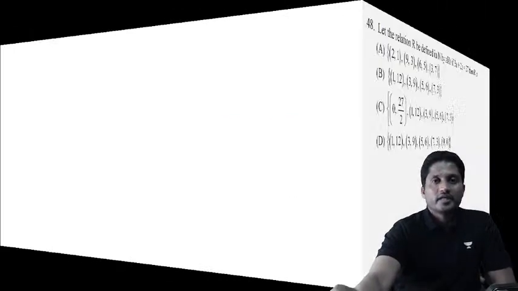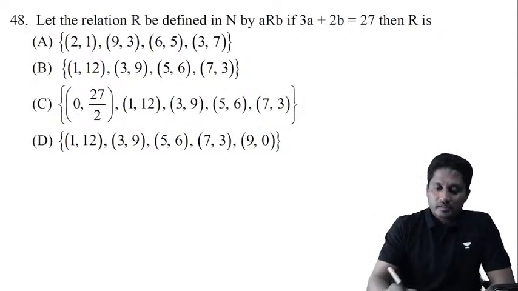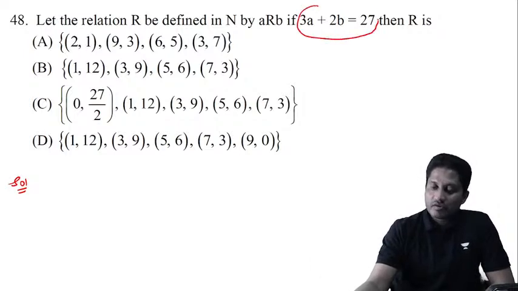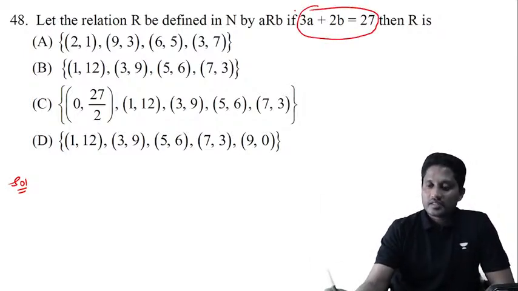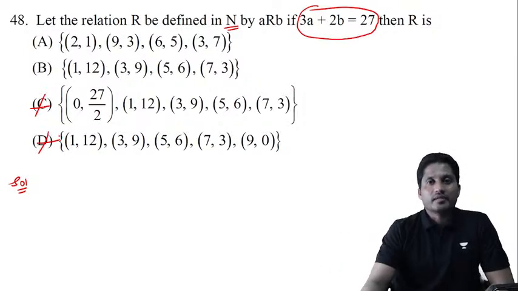Question number 48. Even this is asked in the previous year papers. The relation R we define in N by A related to B as 3A plus 2B is equal to 27. Okay, it is relation on natural numbers. So natural number means it cannot be C, it cannot be D, because 0 cannot be natural number.